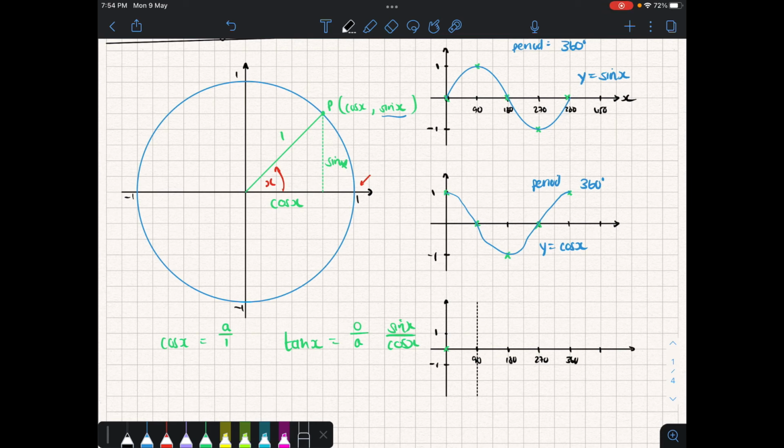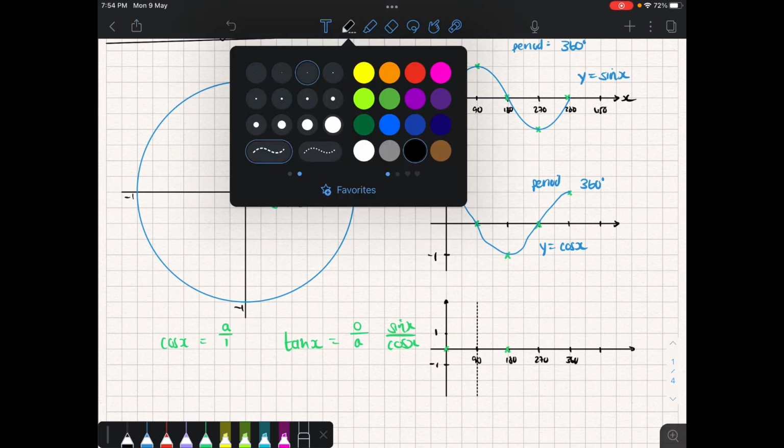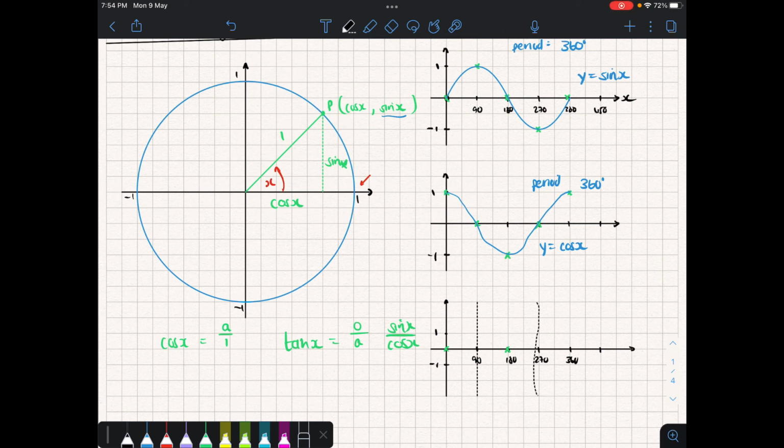Now at 180 degrees, sine is 0 and cos is negative 1, so we have 0 over negative 1, which is again 0. Then we have 270 degrees where sine is negative 1 and cos is 0, so we are dividing by 0 again. And we can't do that, and so we have another asymptote at 270 degrees. And finally, at 360 degrees, sine is 0 and cos is 1, so we have 0 over 1, and so we are back at 0.